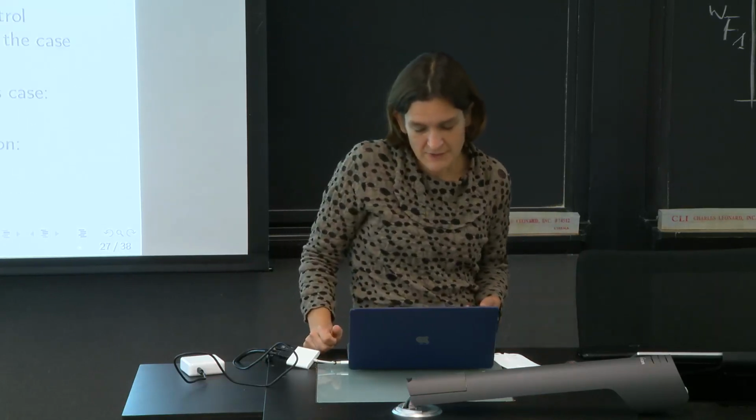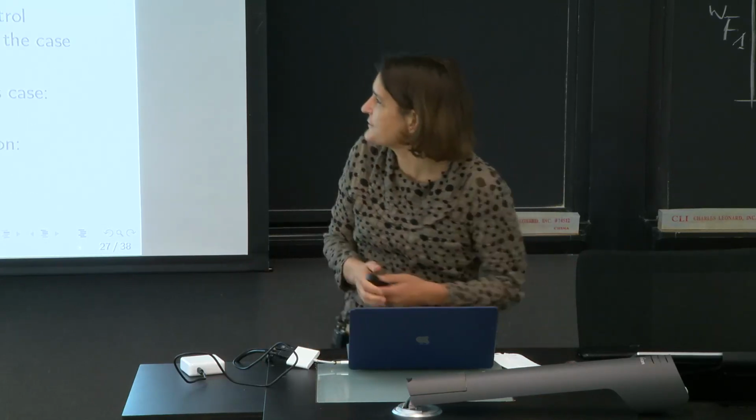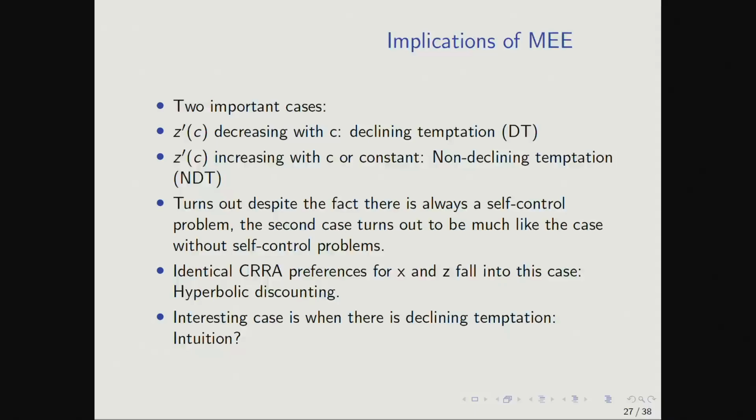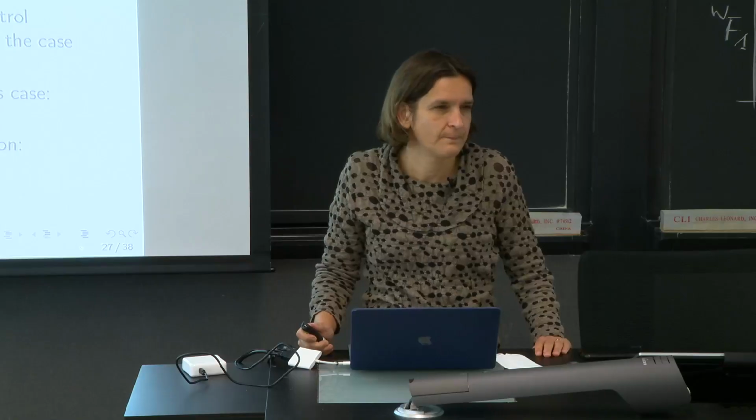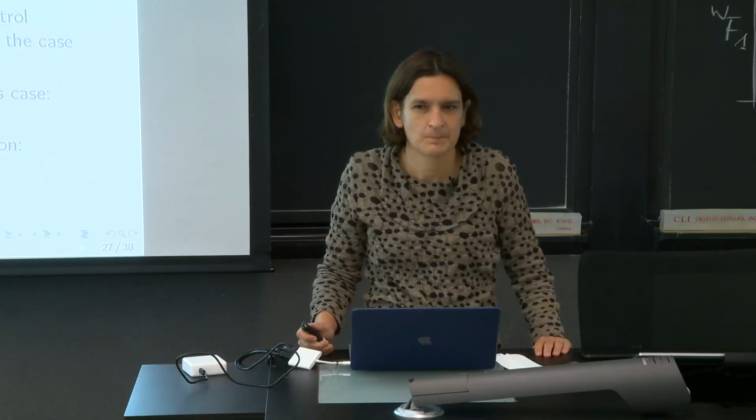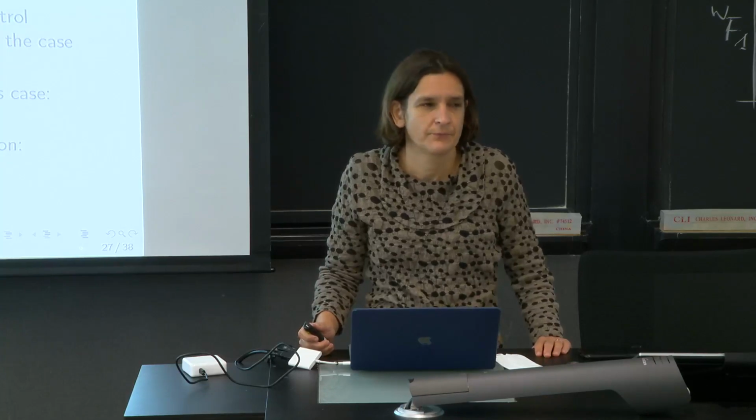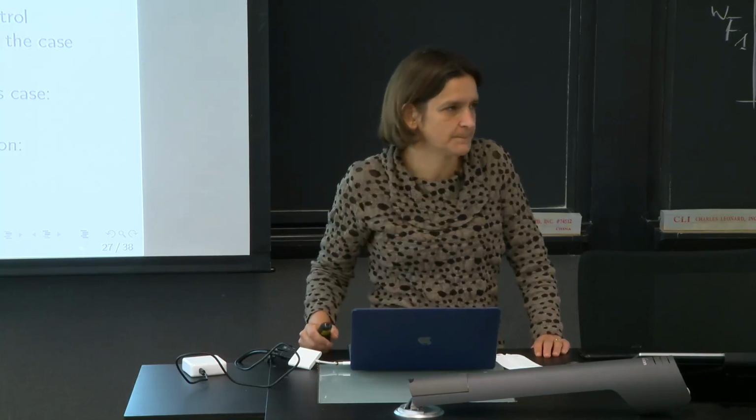You get even more interesting results in the case where the temptations are declining. That is, the z prime function is decreasing in c. So the temptation tax is decreasing in c. What's the intuition for a temptation tax that declines with your consumption levels? What does this reflect?